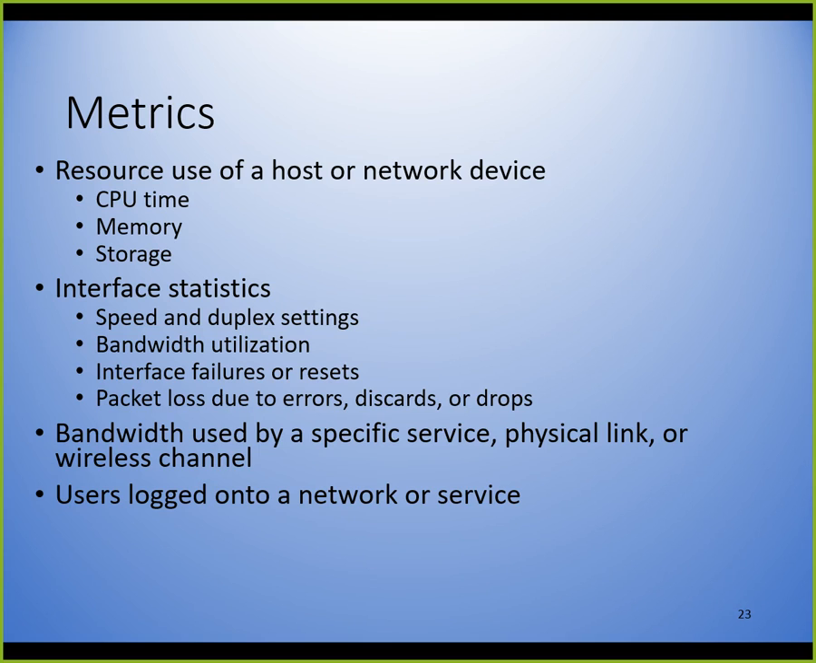Interface failures or resets for the interface statistics, and then packet loss due to errors, discards, or drops. And packet loss, we have to have a way to manage that. Errors, again, we can use Wireshark or something like that to look at the errors and find which device is producing them, who's causing all of our activity. Because when it comes down to it, we're probably going to find that we've got a bad NIC someplace that's causing an awful lot of the problems. Bandwidth used by a specified service, a physical link, or a wireless channel, and all these things are going to be the metrics that we're talking about.